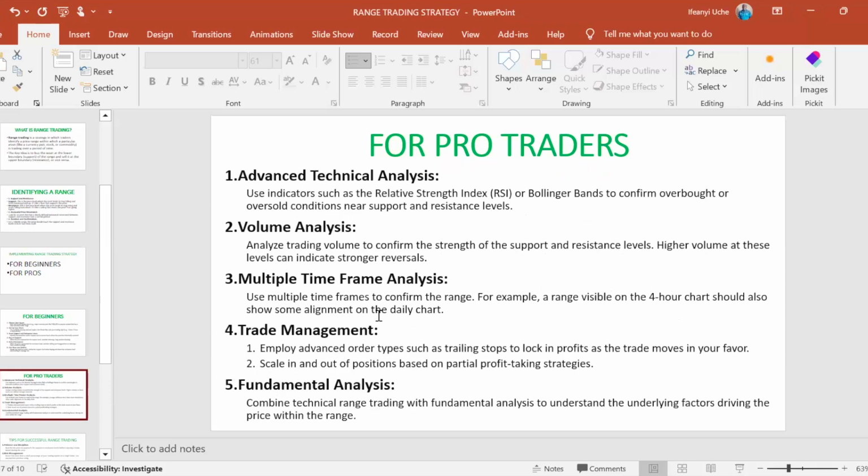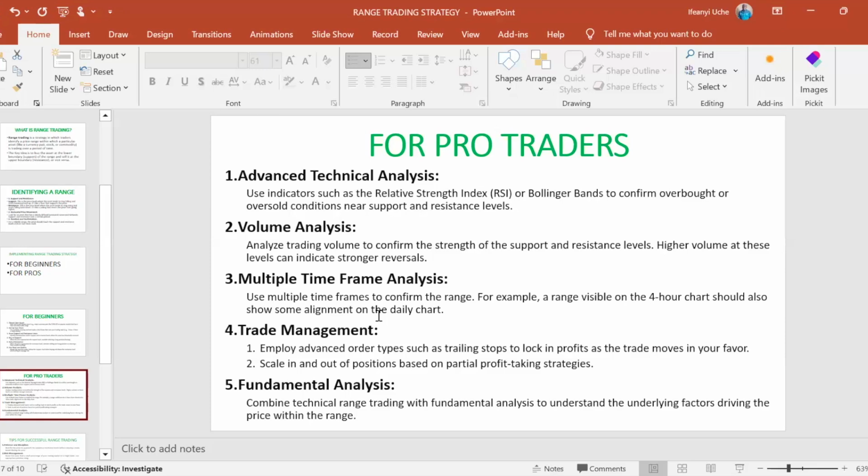All right, then volume analysis is another tool where you analyze the trading volume to confirm the strength of the support and resistance levels. Higher volumes at the levels can indicate stronger reversals, and vice versa.